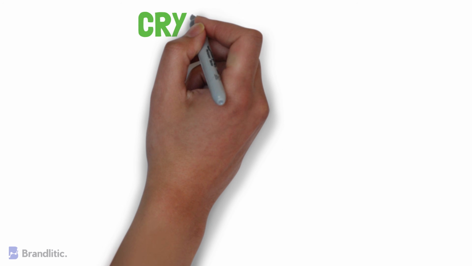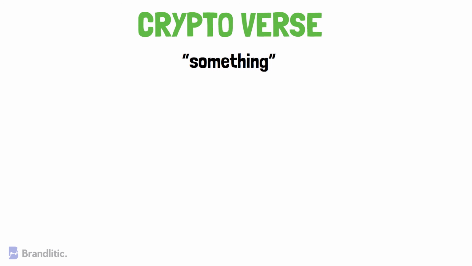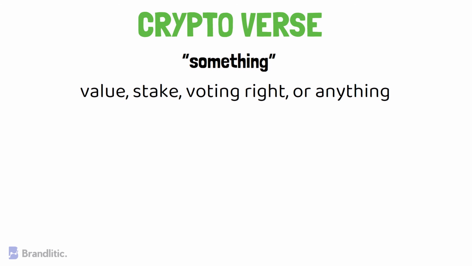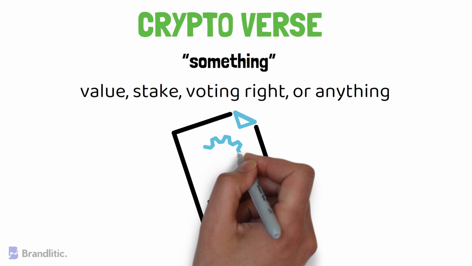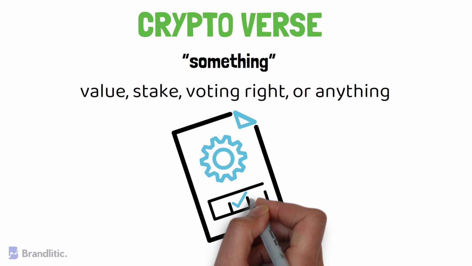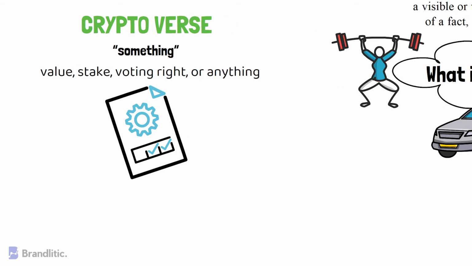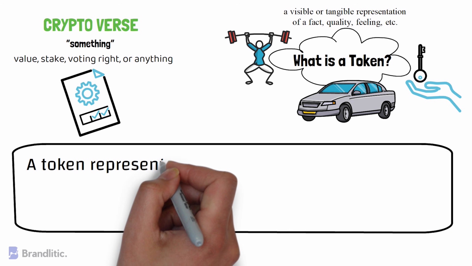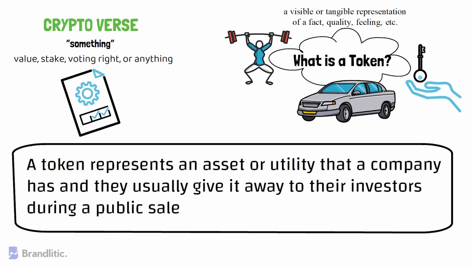Similarly, in the cryptoverse, a token is a representation of something in its particular ecosystem. It could be value, stake, voting right, or anything. Just note that a token is not limited to one specific role and can fulfill a lot of roles in its native ecosystem. Furthermore, broadly, you can say that a token represents an asset or utility that a company has, and they will usually give it away to their investors during a public sale.